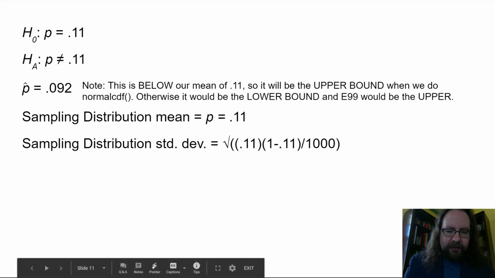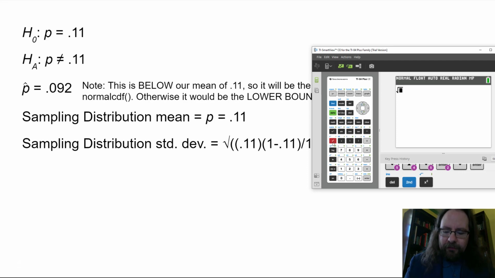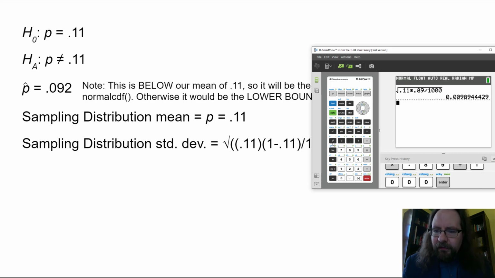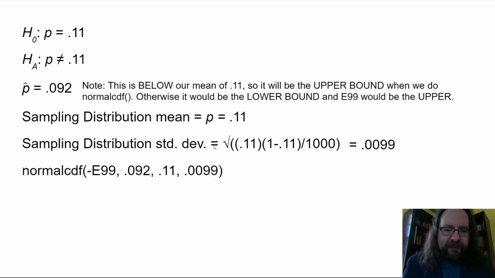Let's bring up our calculator and actually do it. So we have the square root of 0.11 times, I know that 1 minus 0.11 is 0.89, and I'm going to divide that by 1,000. And this gives me a value of 0.00989. I'm going to say that's about 0.0099. And now we have to do our normal CDF. So again, our p-hat is below our mean, so it's going to be a left tail. So p-hat will be the upper bound, and negative infinity will be the lower bound.